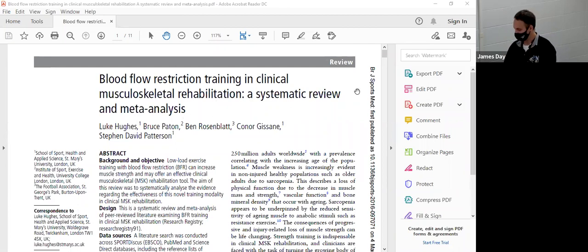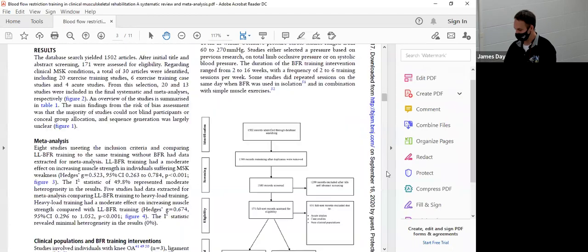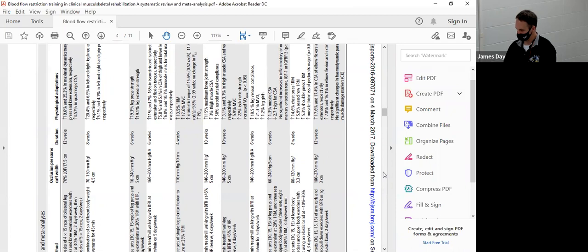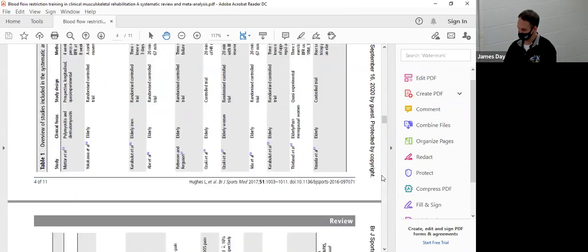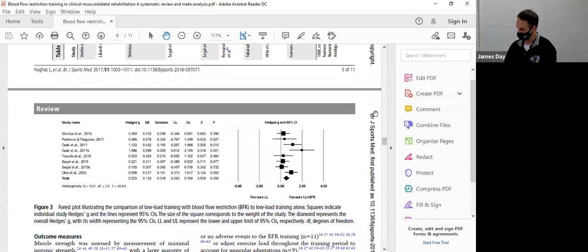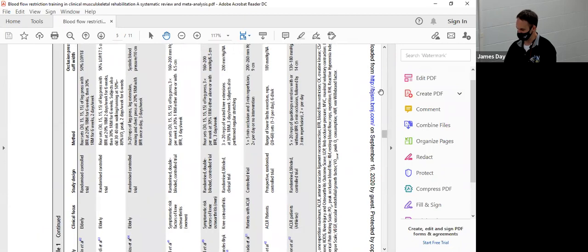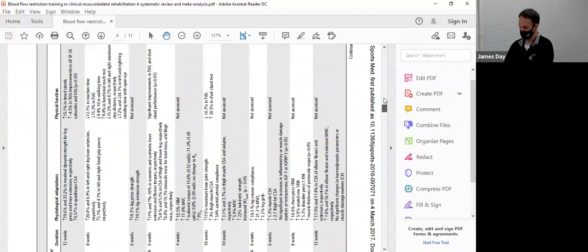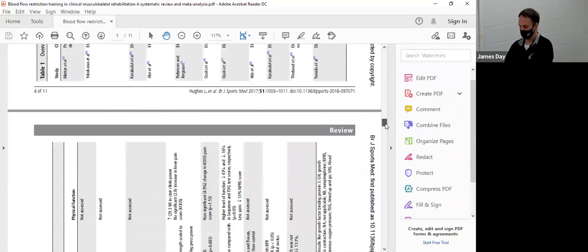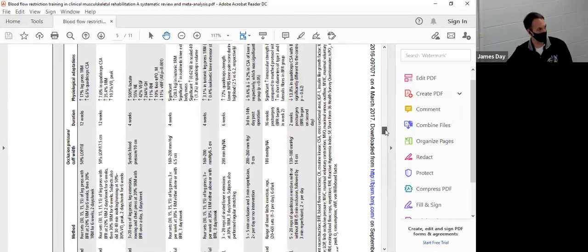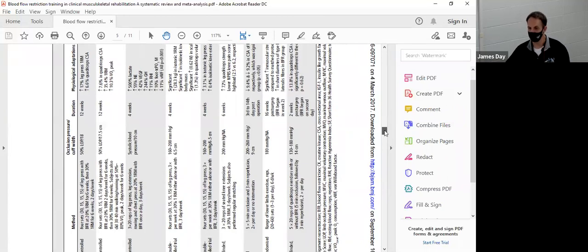Okay? But what I want to show you here is, this isn't very easy to see, but there are 20 or 30 articles somewhere in there, similar to what we have. And this is the description of all the information that was in those articles. And this question was, is blood flow restriction, or BFR, effective at improving outcomes in musculoskeletal rehabilitation? That's the question.